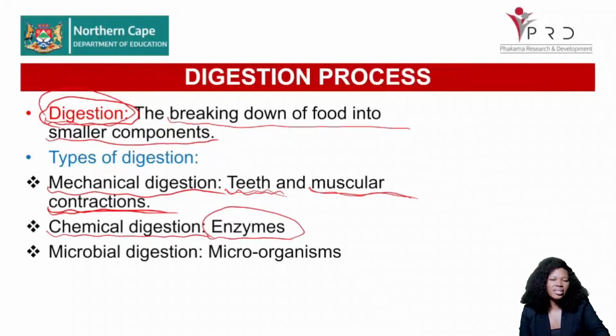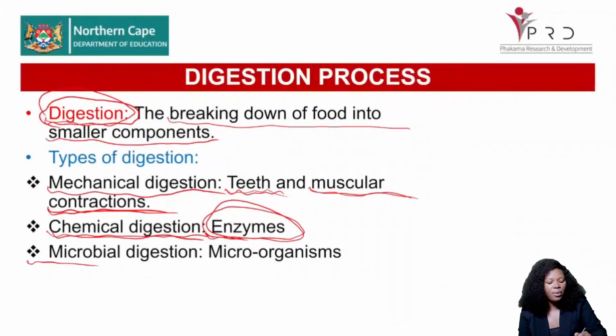Animals cannot absorb nutrients in a complex form. That is why they need to move from insoluble to soluble. And the only digestion that deals with this breaking down is chemical digestion. Why? It involves the various enzymes secreted by the digestive system.